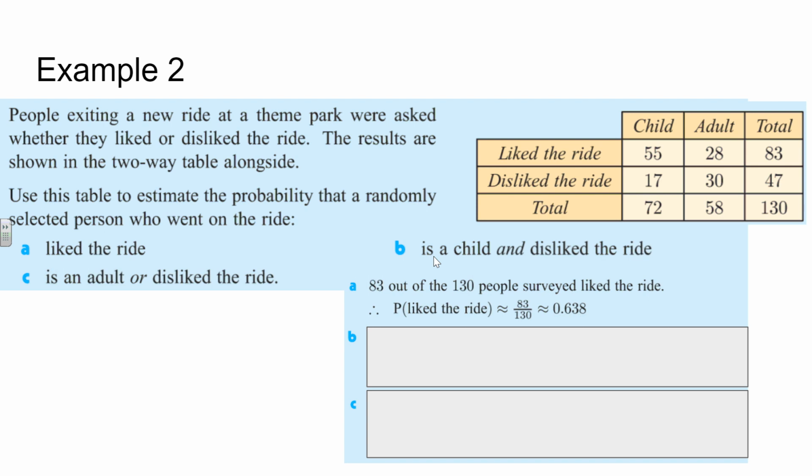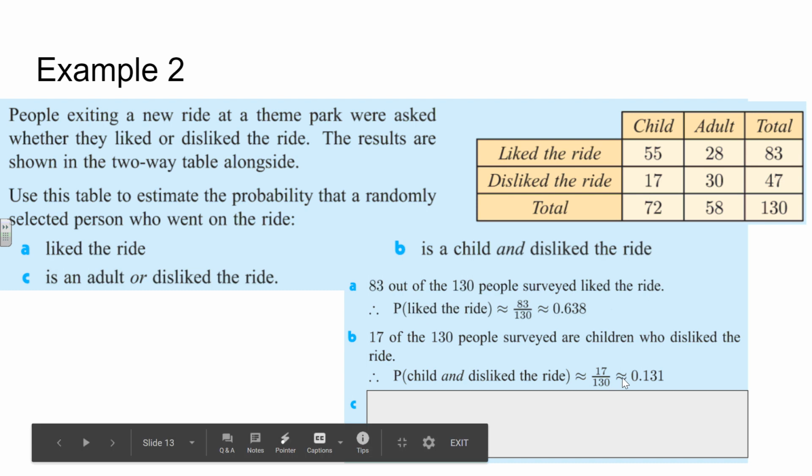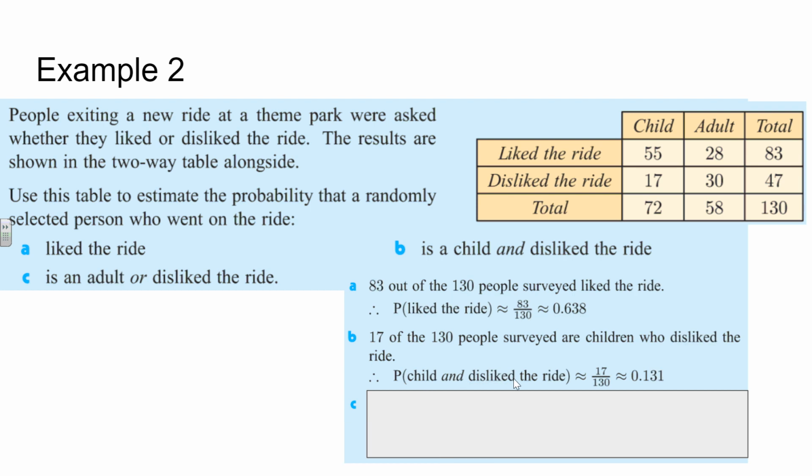Part B says, is a child and dislike the ride? Well, how many people are children and dislike the ride? In this particular example, looks like 17. So that's just going to be 17 out of the 130, or about 0.131. And again, with our notation, probability, child, and dislike the ride. That's how we write it there.